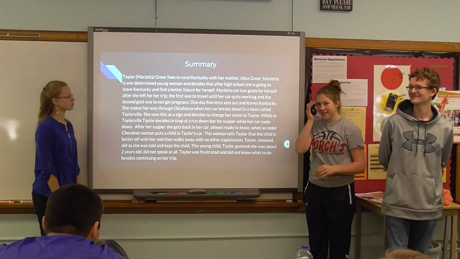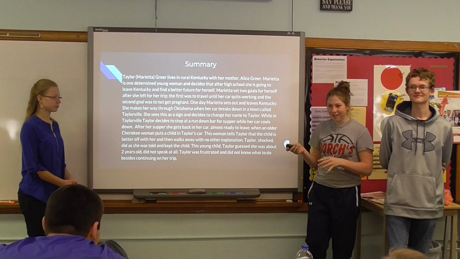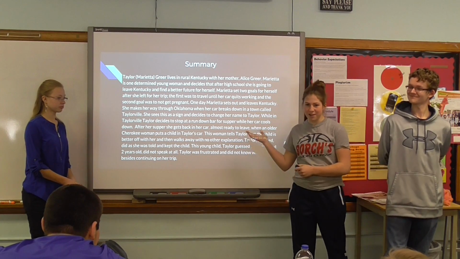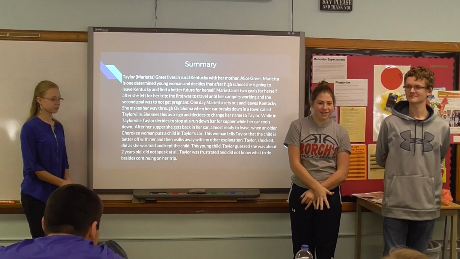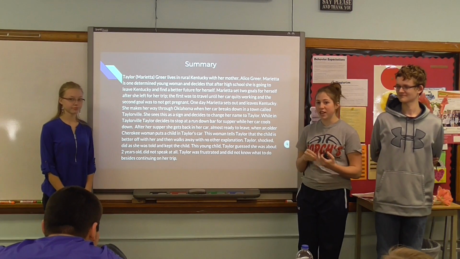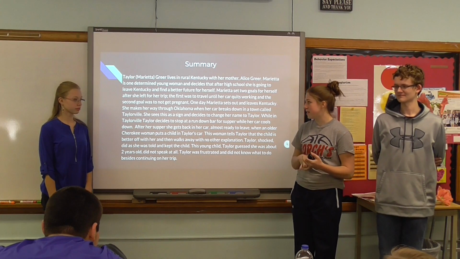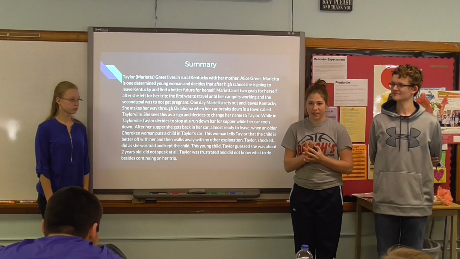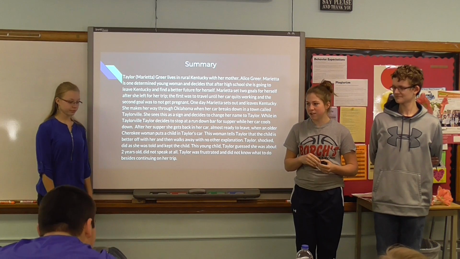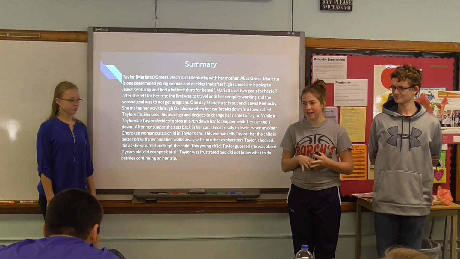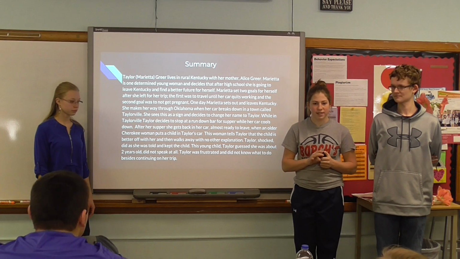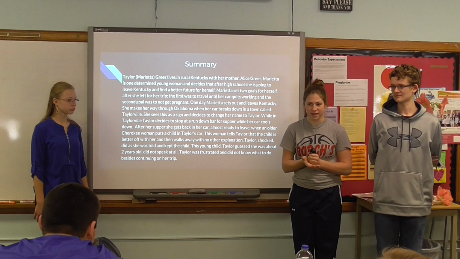First, the summary. I wrote it all on here, but I'll just talk about the book so that if you want any references, you can just look here. It starts out in rural Kentucky with Taylor. Her original name was Missy Marietta Greer, but later in the book she changed it to Taylor. It starts off with Marietta and her mom Alice Greer living in a small town, and it's the same old thing every day.